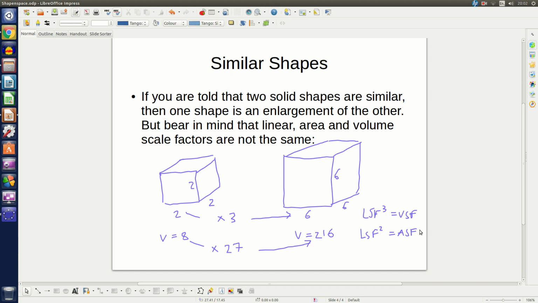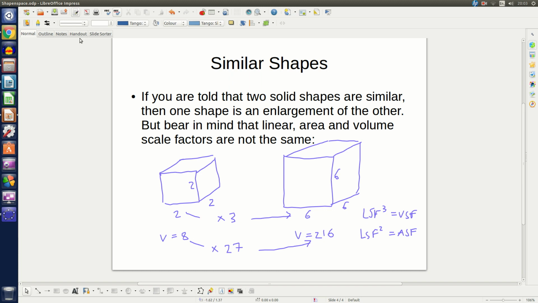Because if you double all the lengths in a shape, you're going to have increased the area by 4, because 2 squared is 4. If you take a solid shape, let's take a person maybe, if they grow to twice as high, then their volume should have increased by a factor of 8. It's as simple as that.